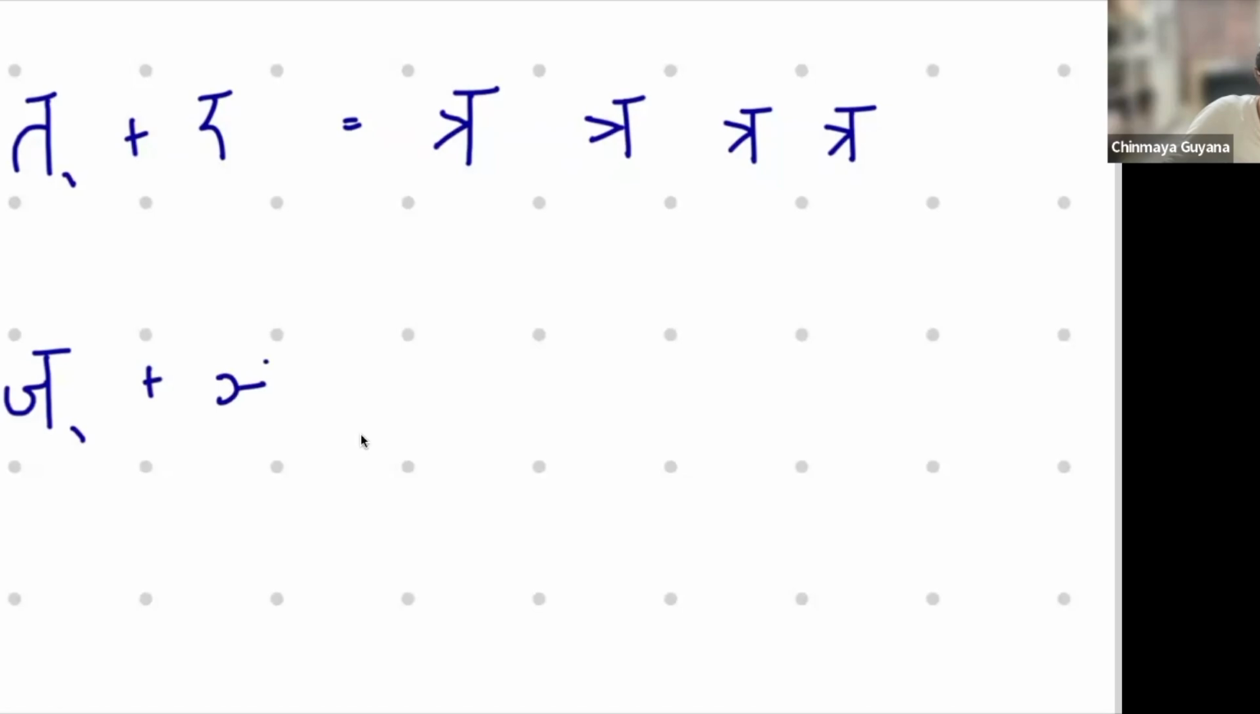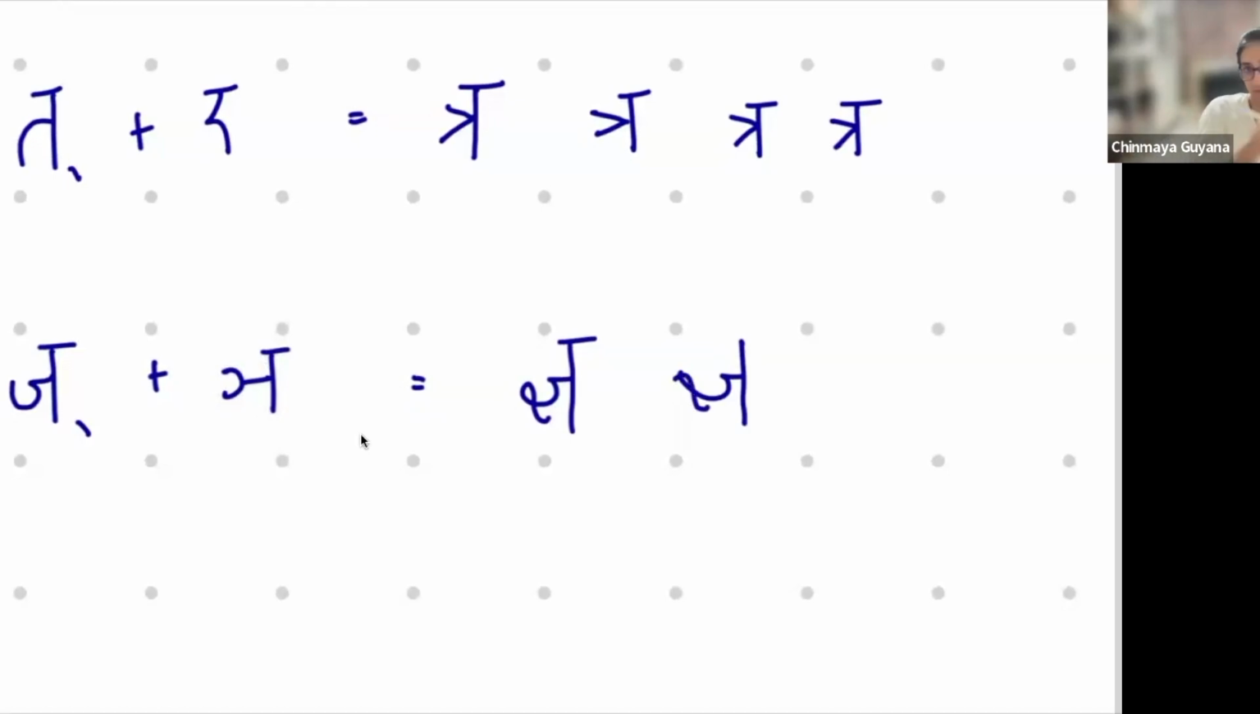Ja halant plus nya. This is the most difficult sound to make, and people across Bharat also say it differently. Let me show you how to write it, and then I'll tell you how to say it. So it looks like a j with a tail, right? And the tail is going backwards, not forwards. So the tail comes down backwards towards the letter.